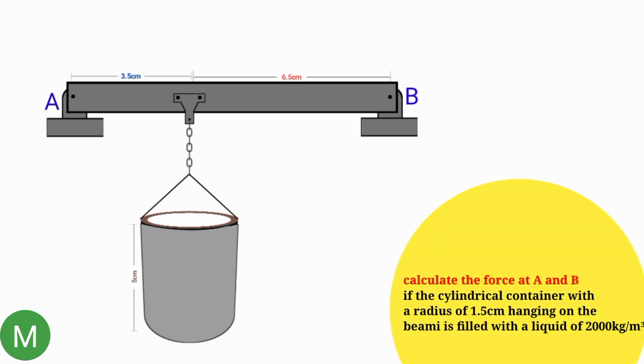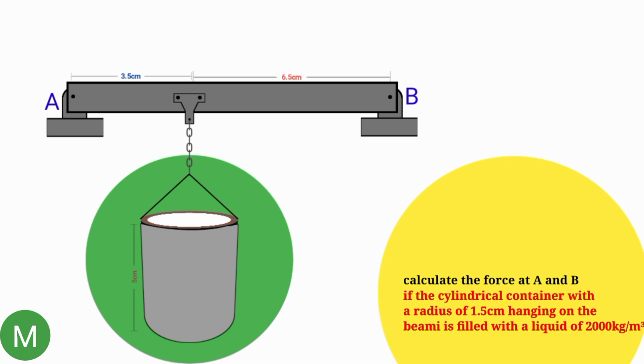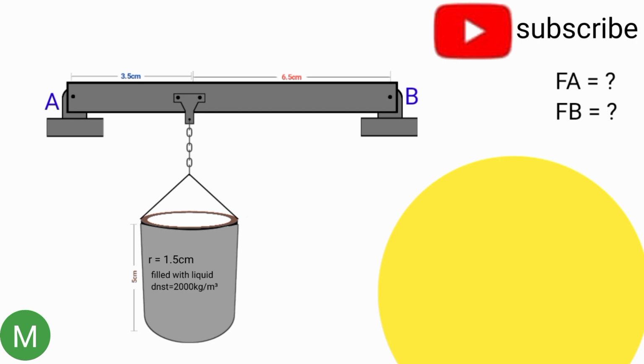It says calculate the force at A and B, that is this support A here and this support B, if the cylindrical container with a radius of 1.5 centimeters hanging on the beam is filled with a liquid of 2000 kg per meter cubed density. So how can you solve this? We can try equilibrium of forces by drawing a free body diagram of the beam here and all the forces acting on it. Nothing related to the mass of the beam, the container, the support and the rest are given, so we assume they are negligible.